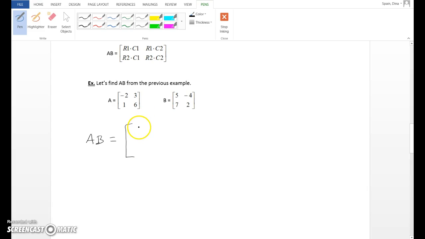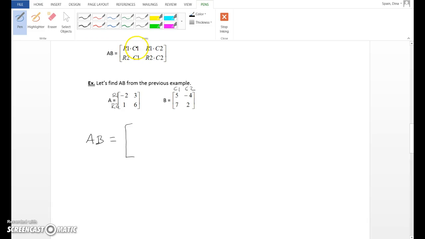This is the 1, 1 position. Some students like to identify the rows of A. This is row 1, that's row 2, and then the columns of B. That's column 1, column 2. It helps them with their dot products. I can see the dot products right up here. Let's find this dot product.